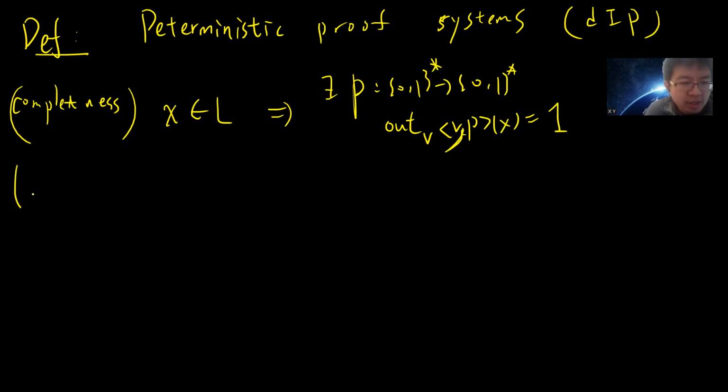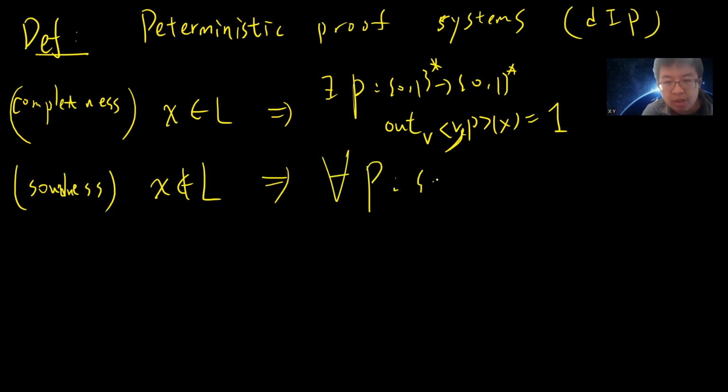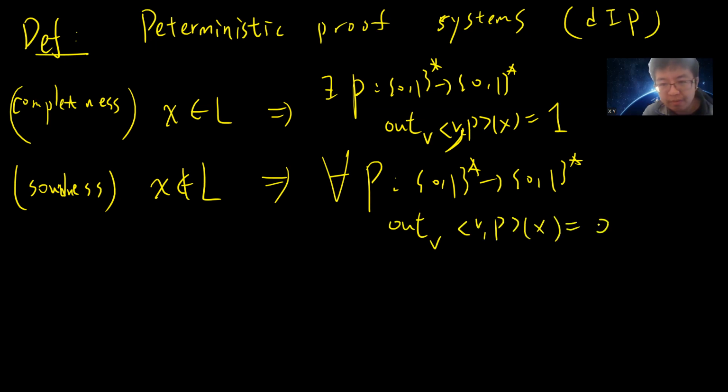Okay. And there's an idea called soundness. Soundness means that if x does not belong to L, then you cannot cheat. For all P, the verifier will output no. Basically, the verifier will output that your proof doesn't make sense, right?